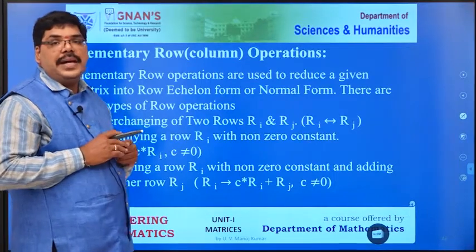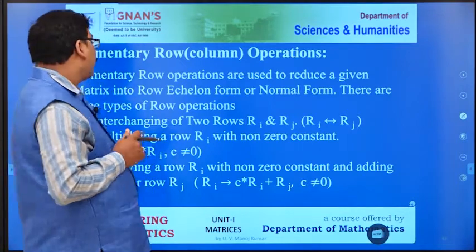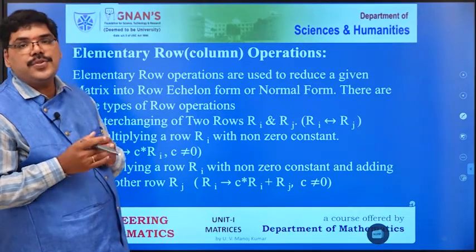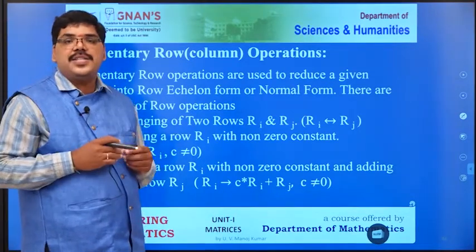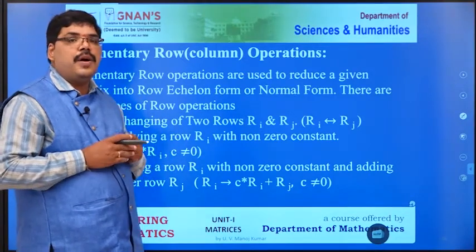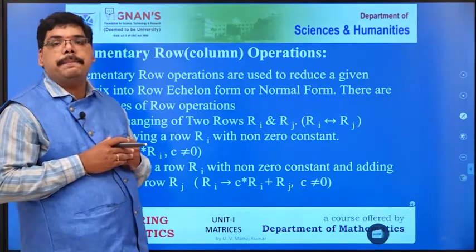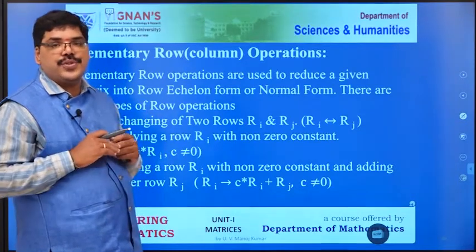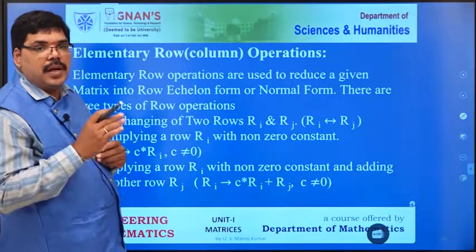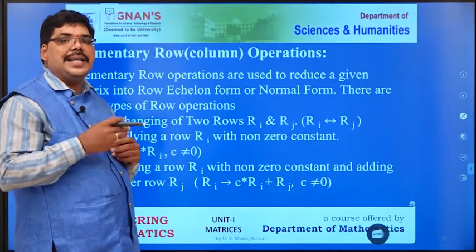Now we will discuss elementary row operations or elementary row transformations. Elementary row operations are used to reduce a given matrix into either echelon form or normal form. So what are the different row operations we can apply? There are 3 different types of row operations. First one is interchanging of 2 rows. Second one is multiplying a row with a non-zero constant. Third one is multiplying a row with a non-zero constant and adding the result to another row.